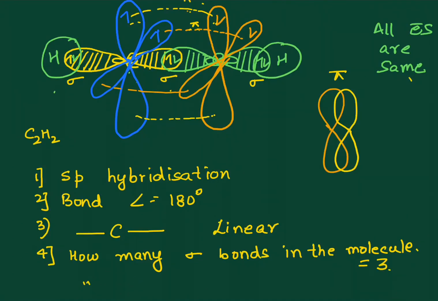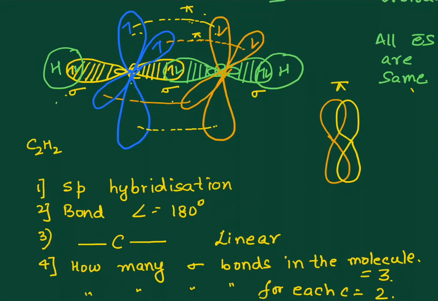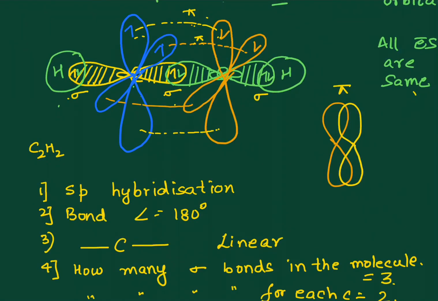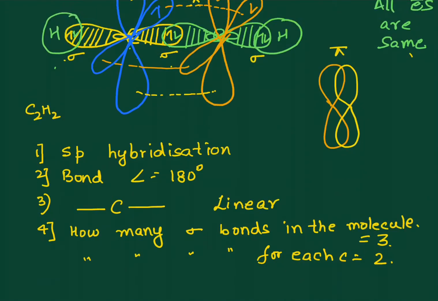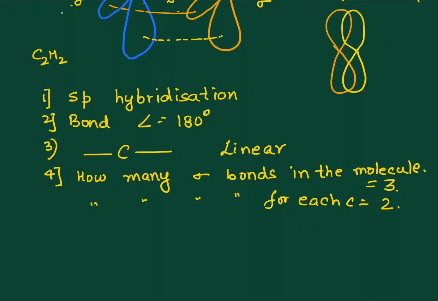Question: how many sigma bonds for each carbon? How many sigma bonds is each carbon undergoing? Very correct, it is 2. Question is, how many pi bonds are there in the molecule? Very good, so we've got 2 pi bonds in the molecule.